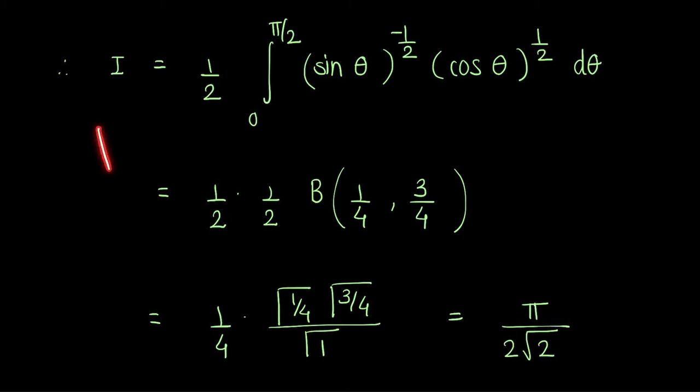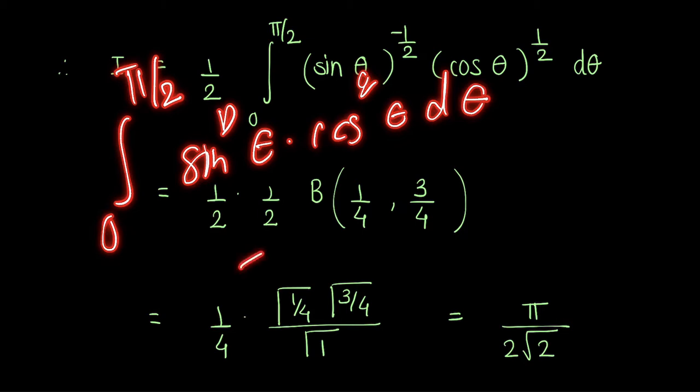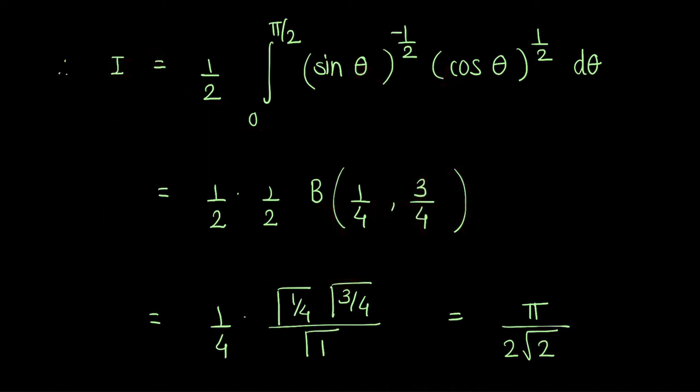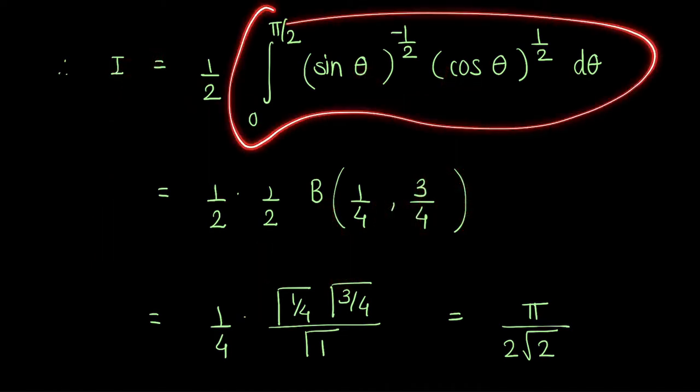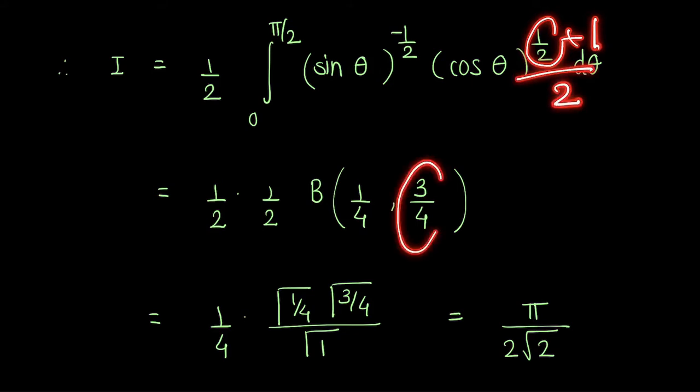Therefore, by this integral, that is integration 0 to pi by 2 sine p theta cos q theta d theta, this is equal to 1 by 2 beta of p plus 1 by 2 comma q plus 1 by 2. Therefore, the value of this integral is 1 by 2 beta of minus 1 by 2 plus 1, that is 1 by 2 divided by 2, that is 1 by 4, comma q plus 1 by 2, that is 1 by 2 plus 1, that is 3 by 2 divided by 2, that is 3 by 4.